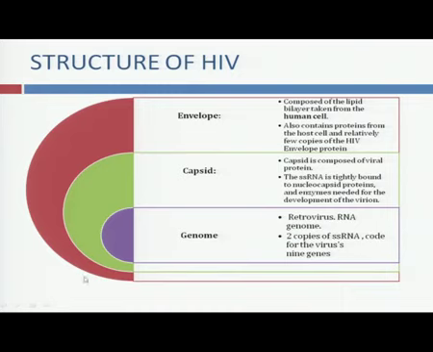The outermost layer is the envelope of the virus, and you will be surprised to know that it is composed of the lipid bilayer taken from the human cell. Also, it contains some of the human proteins, but it also has some proteins which are coded by the virus, and these are the proteins which are coded by the viral ENV gene, and they help the virus in attaching to the target cell and also in fusing to the target cell.